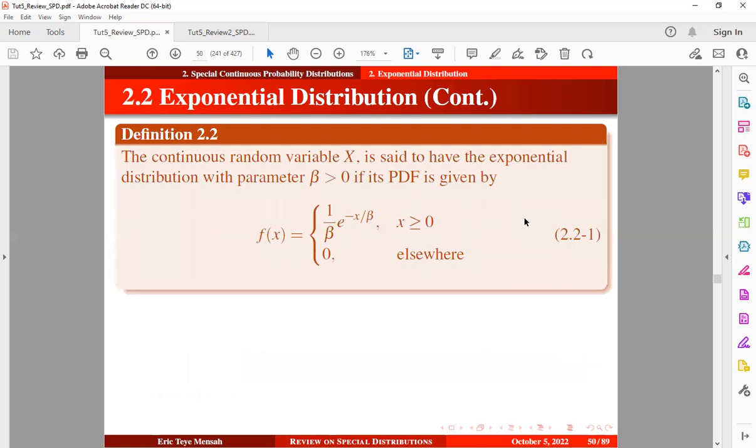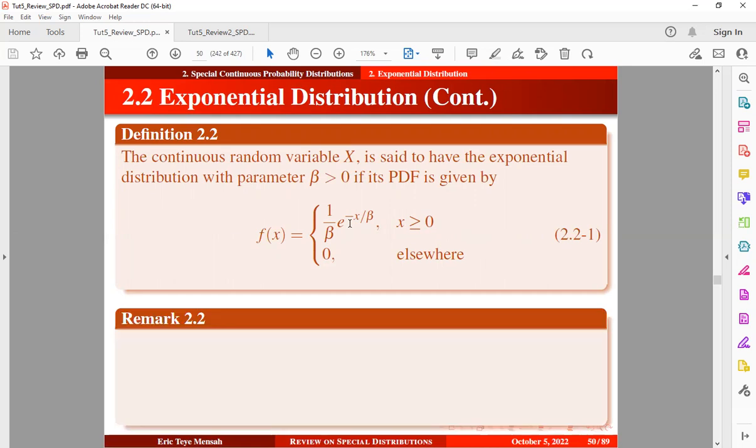The continuous random variable x is said to have the exponential distribution with parameter beta if its PDF is given by equation 2.21. If you can recall the PDF of the gamma distribution, you realize that once we set alpha to be 1, we obtain this special case of the gamma distribution, which is called the exponential distribution. Let's take a look at this remark.